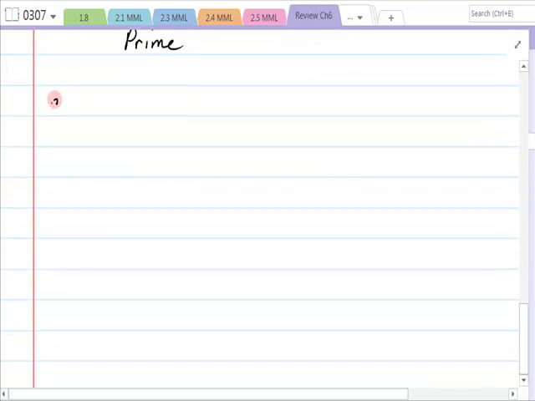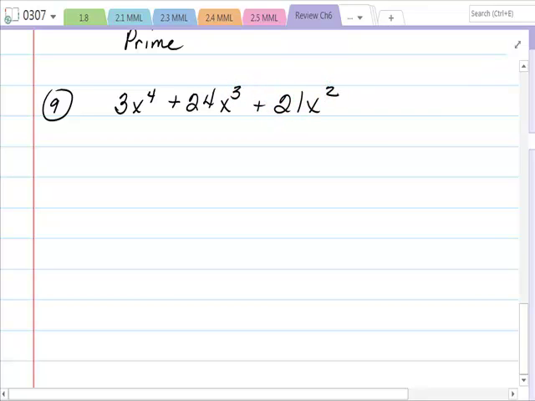Okay, number 9. I have 3x to the 4th plus 24x to the 3rd plus 21x squared. Is there a common factor? Yes. Okay, it's 3x squared. All the numbers are divisible by 3. All the terms have x's. I take the low power. It's 3x to the 2nd. And once again, sometimes on these, I think it's very worthwhile to write that under there.